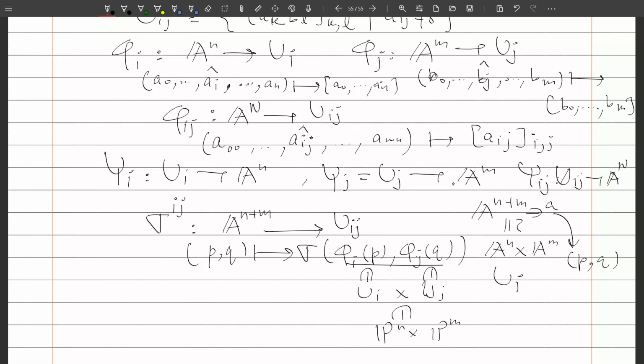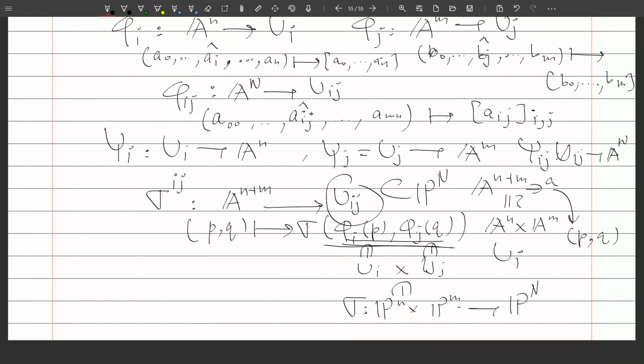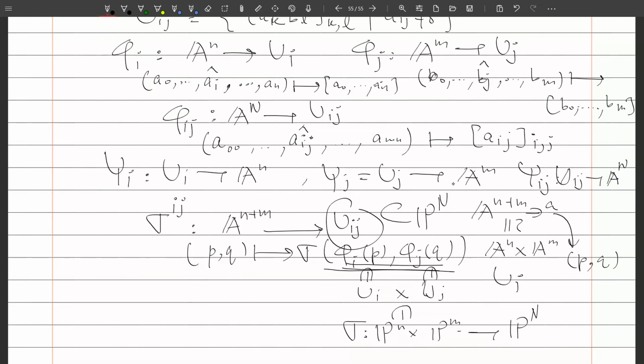And sigma takes this point, since sigma is a map from Pn cross Pm to PN. So it takes this point inside PN, since Uij is contained in PN. So this map makes sense. Now we set this notation here: we set sigma ij of A^(n+m) to be equal to sigma_ij. The image of this map is denoted by this sigma_ij.